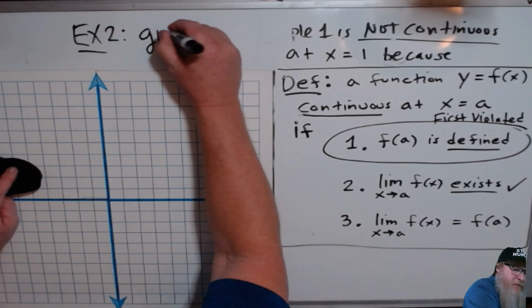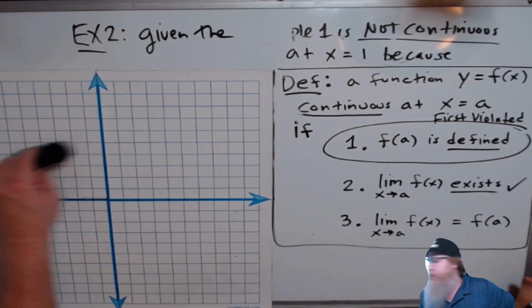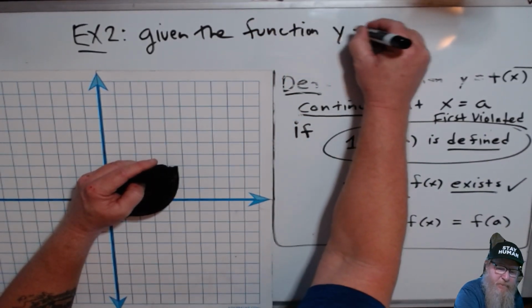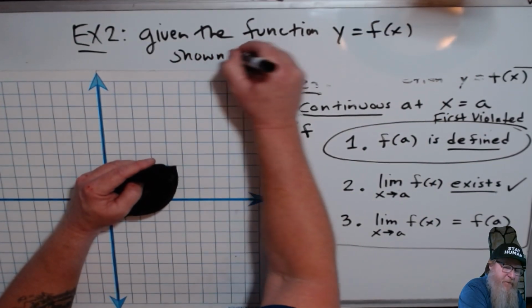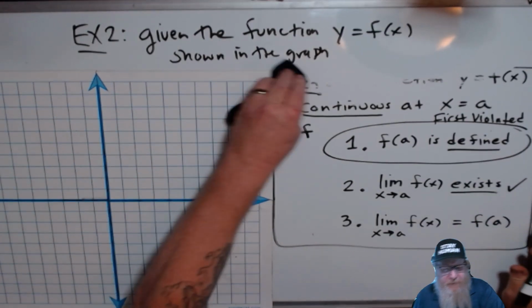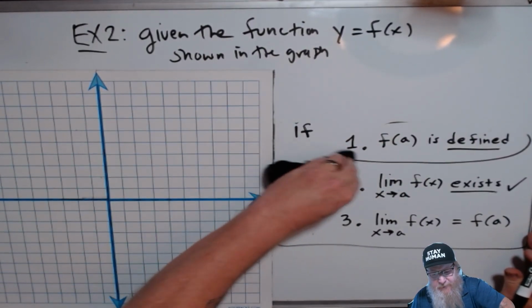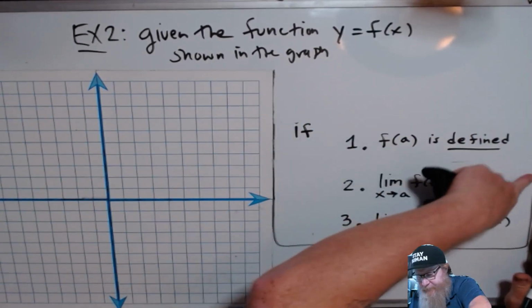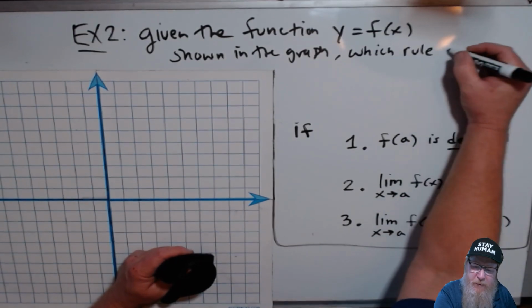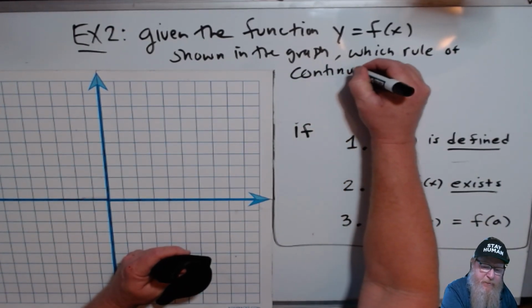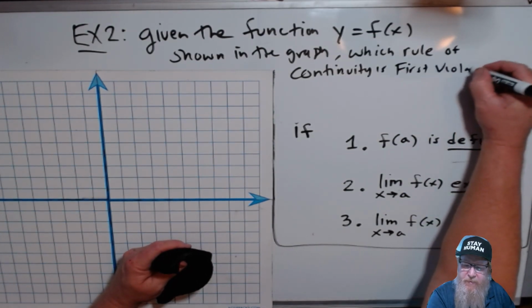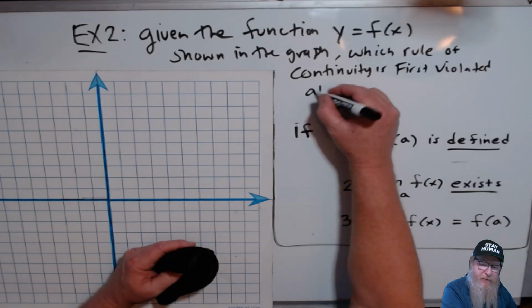So example 2, given the graph of the function, as shown in the graph, tell me which rule of continuity is first violated at x equals 3.